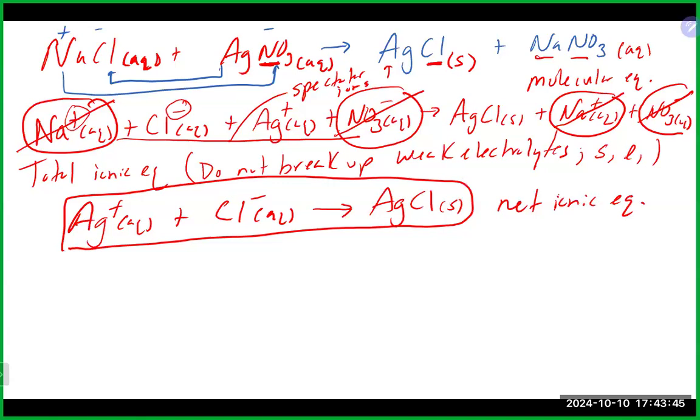Clearly, this is a precipitation reaction. It also falls under the big umbrella of double displacement. And again, because we made a solid here, that's really one of the reasons why this reaction took place: the formation of that solid. Any questions on any of those things there?